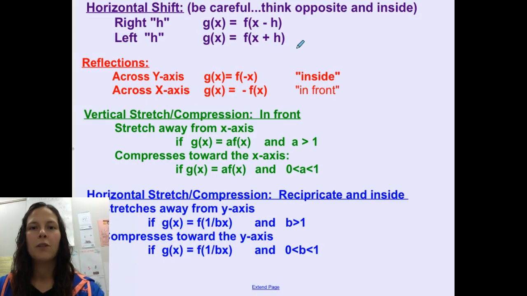If it is grouped with the x inside the absolute value or the power or the radical, then it is a horizontal shift, and it's in the asylum, so it's not normal. If it looks like a right shift, it'll actually be shifting left and vice versa. The reflections we'll see tomorrow.